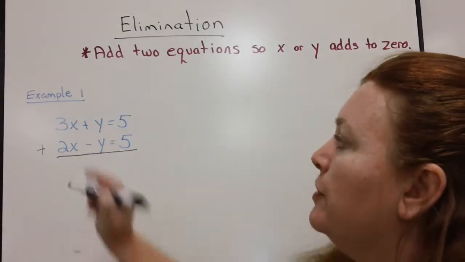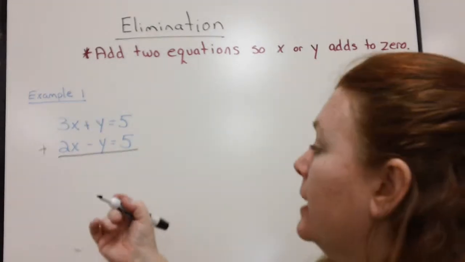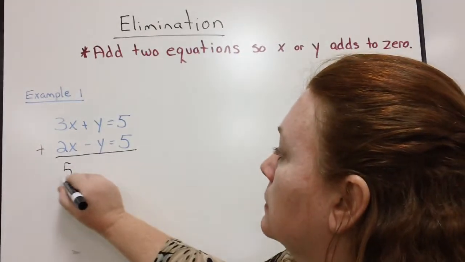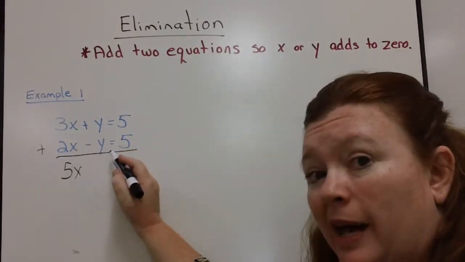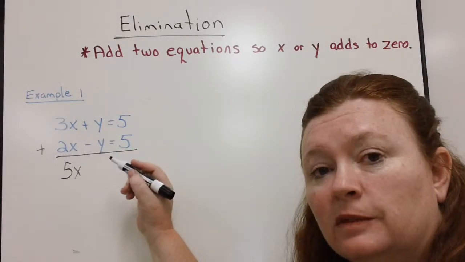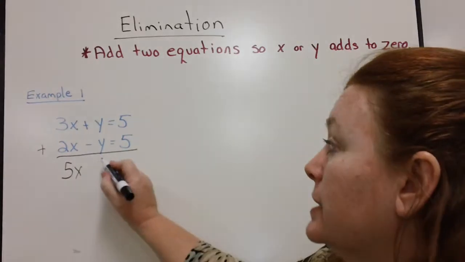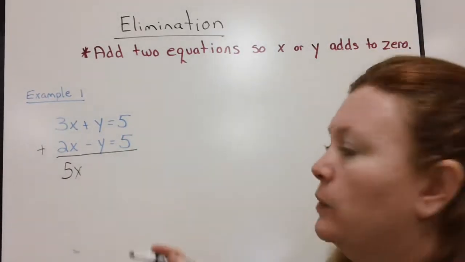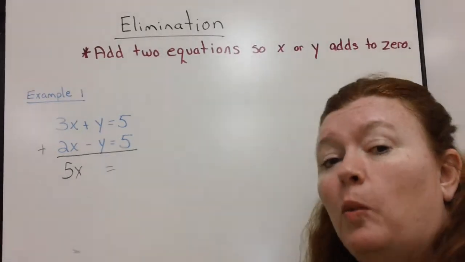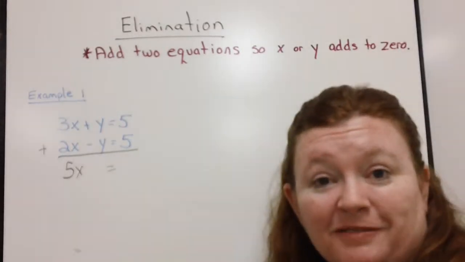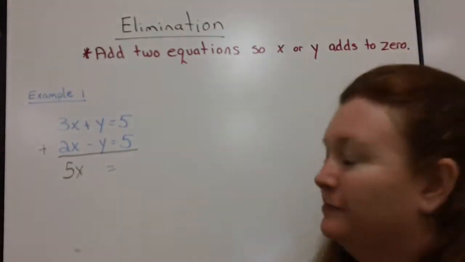I can add the 3x and the 2x, and I get 5x. If I add a y to a negative y, I get 0. There's no need to write it. You can write 0y, but there's really no need. So what basically happens is the y just got eliminated. And that's a good thing.